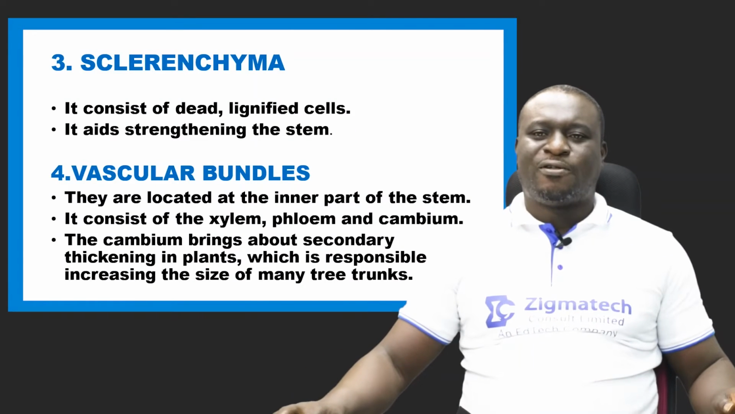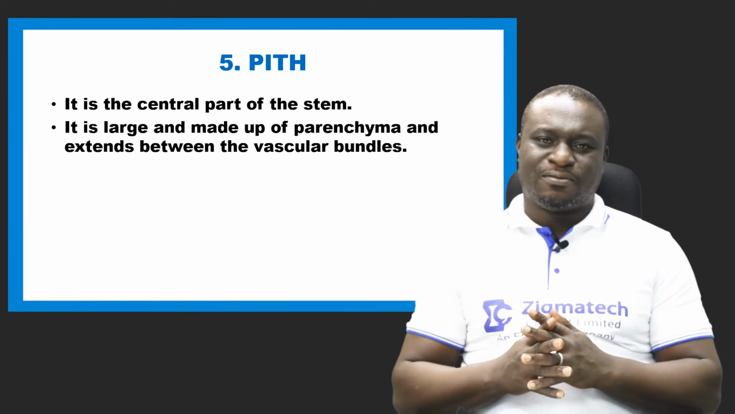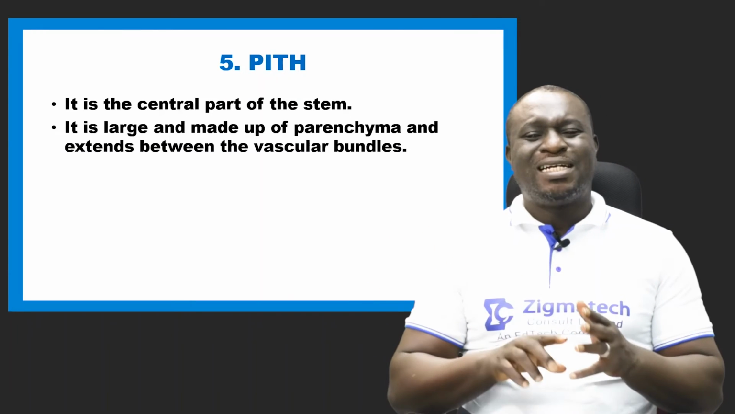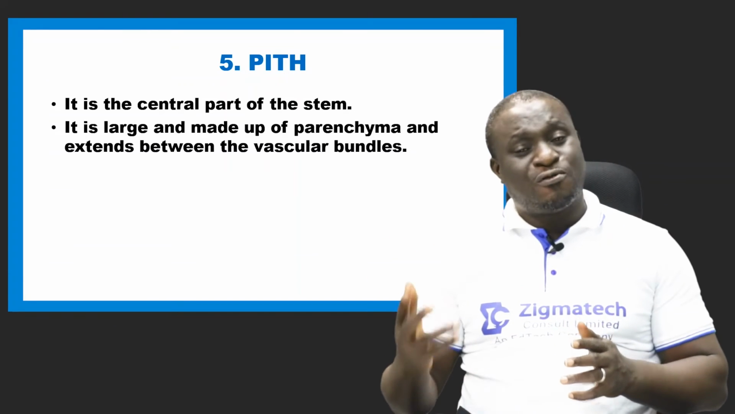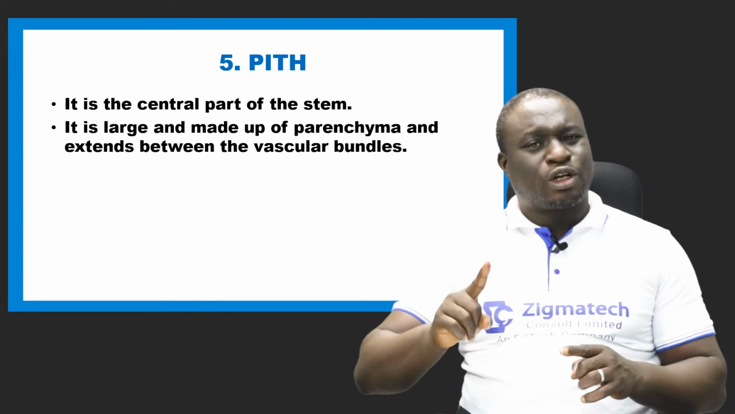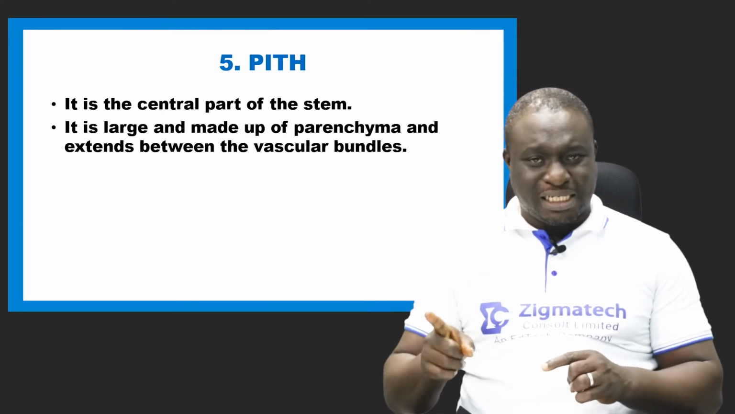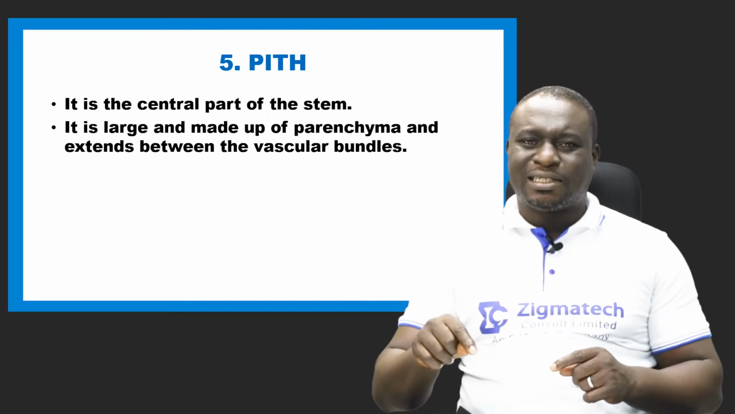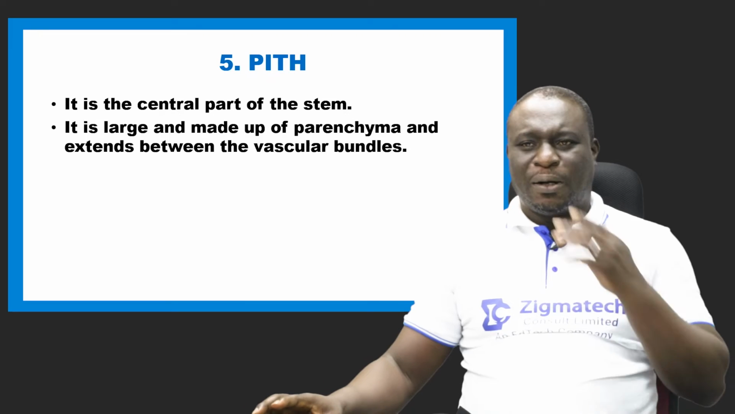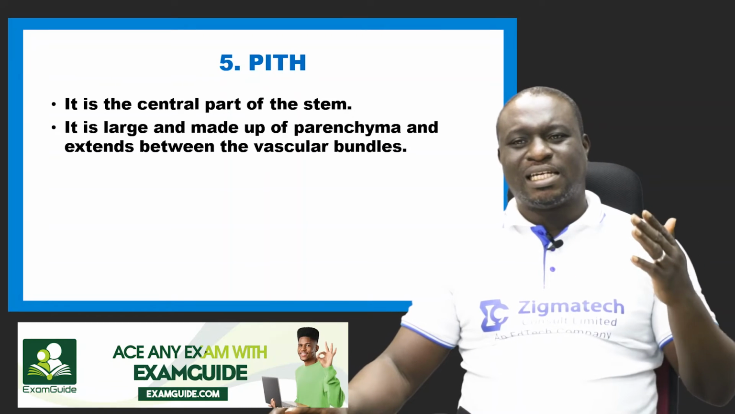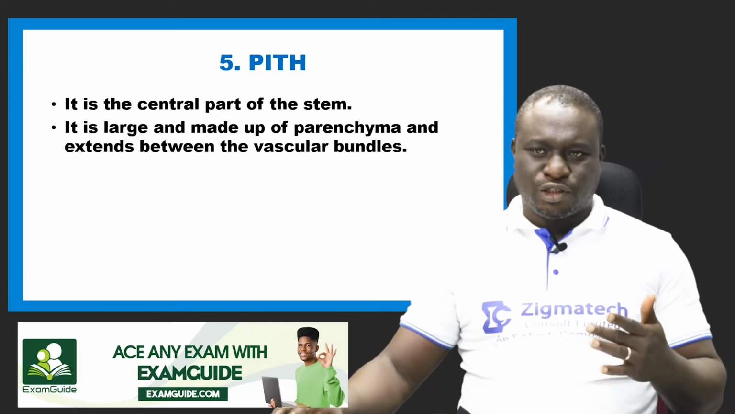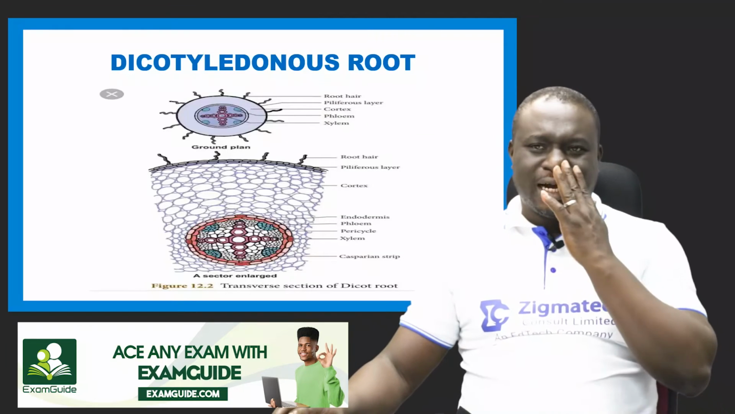All right. Number 5, we have the pith. Now the pith is the central part of the stem. You find the pith in the stem. You can also find pith in roots, mostly in monocotyledonous roots. But in dicotyledonous plants, you find the pith in the stem. Now, the pith is large and made up of parenchyma tissues.